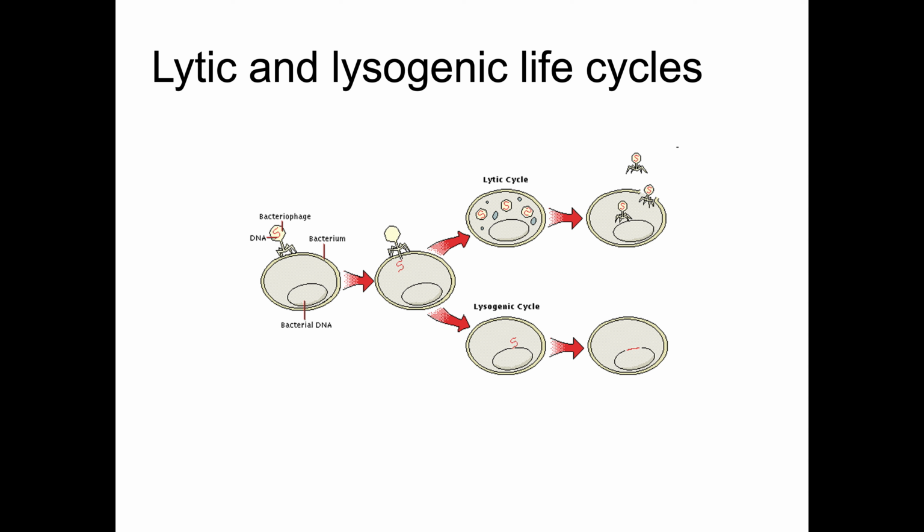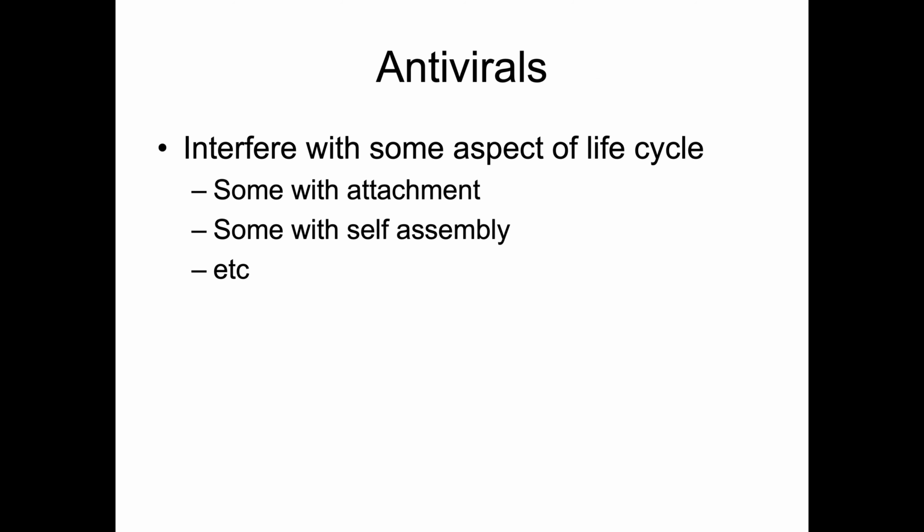So it's tricky because you can't really kill a virus because they're not really alive. Right? You can't disrupt its lifestyle. So what you have to do to design a drug is interfere with some aspect of the viral life cycle, with the attachment to the cell, with the assembly, with the copying of the nucleic acid, something like that.